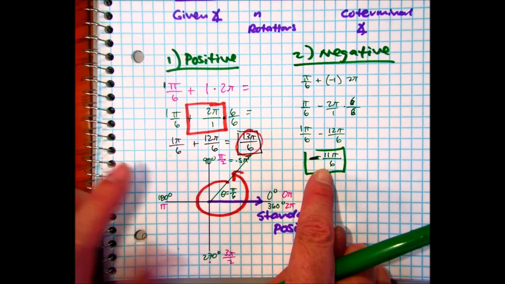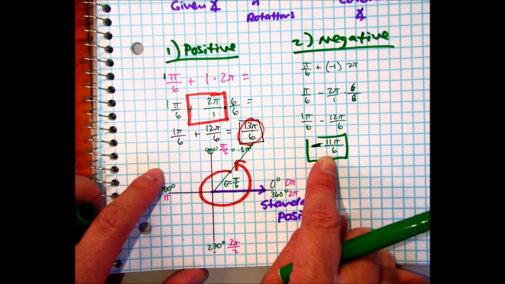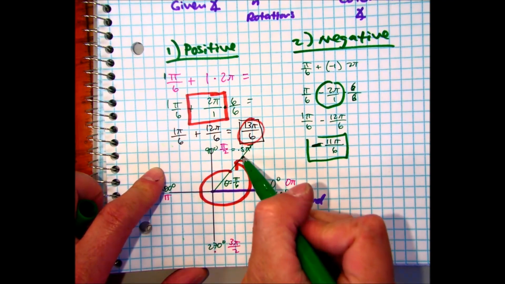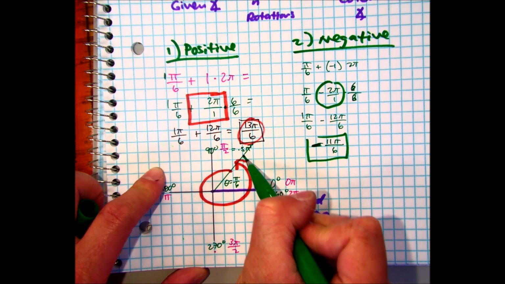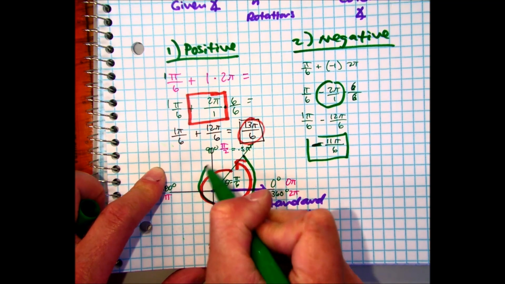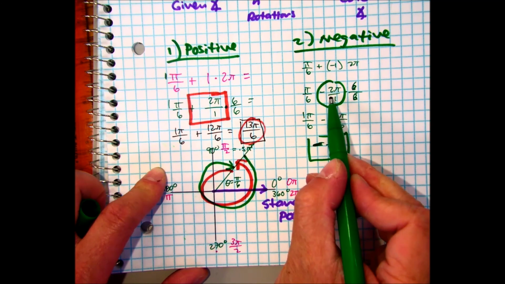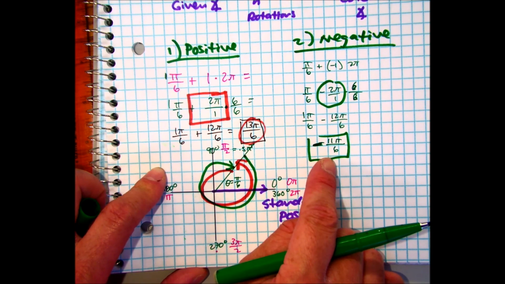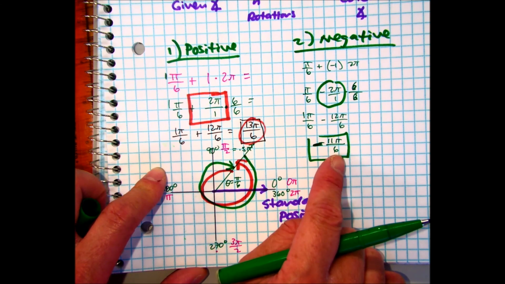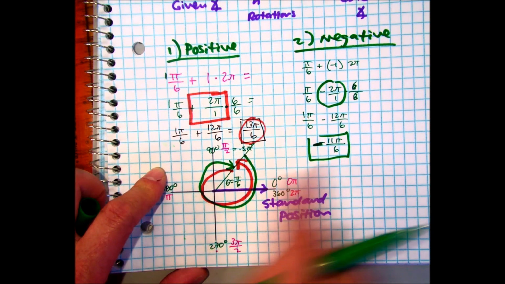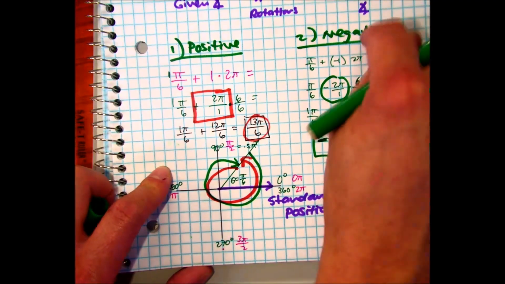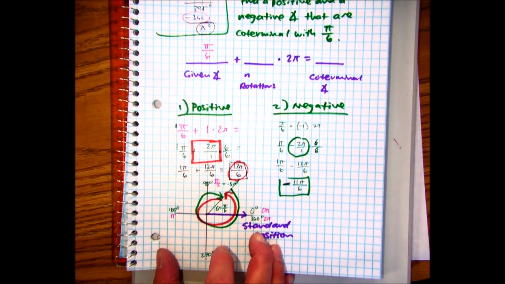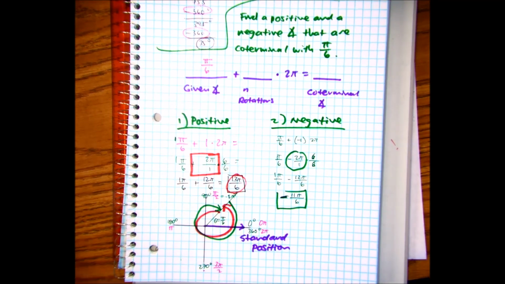Class, a negative angle goes in which direction? So if I go negative 2 pi, I start here, right? And I go clockwise. That's one full rotation. That's a negative 2 pi. I get an answer of negative 11 pi over 6. Negative 11 pi over 6 and pi over 6 are coterminal angles. The only difference is this one is negative. And so we did coterminal angles, one positive, one negative, in radians.